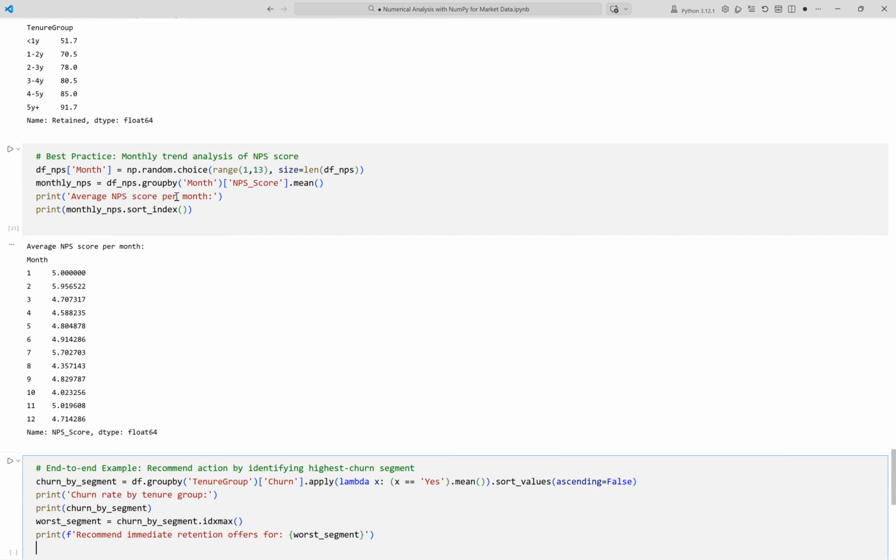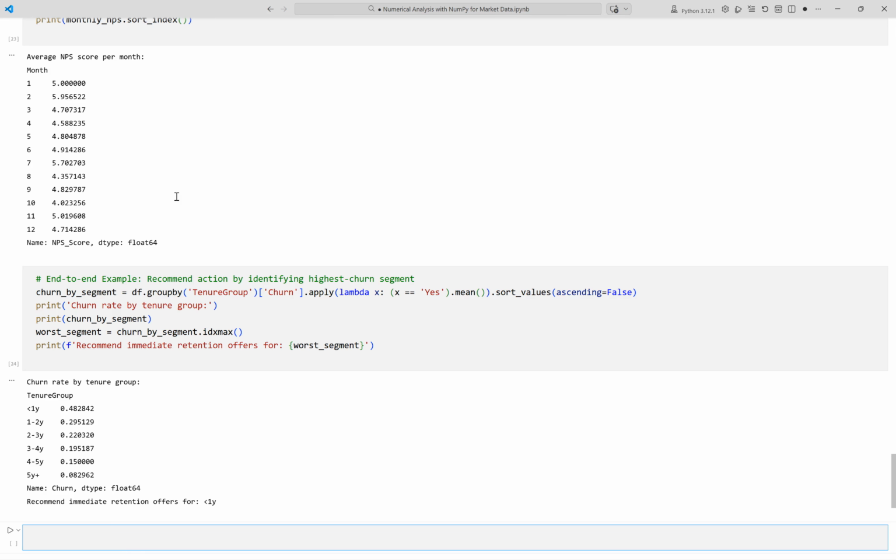Running the cell now. This output shows the churn rate calculated for each customer tenure group, revealing that those with less than 1 year are most likely to churn. Notice how the churn rate decreases as tenure increases, highlighting a key trend in customer retention. This validates our code's intent to identify the highest risk segment for targeted retention efforts based on market survey data. You have completed a practical end-to-end market research analysis with NumPy.